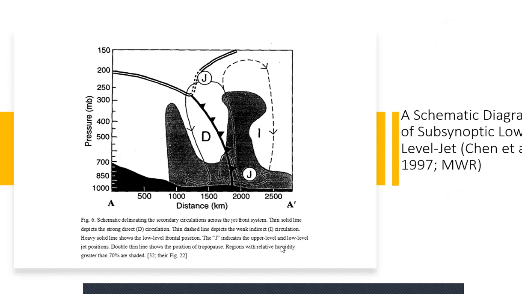So this is the schematic diagram showing the secondary circulation associated with the jet front system. You got upper level jet, you have upper level front and tropopause folding, and you have axial shear wind pointing to the Mei-Yu trough, and here you got the subsynoptic low-level jet.